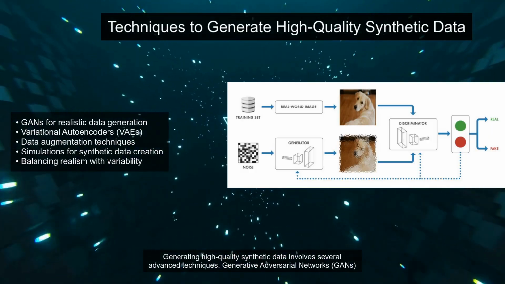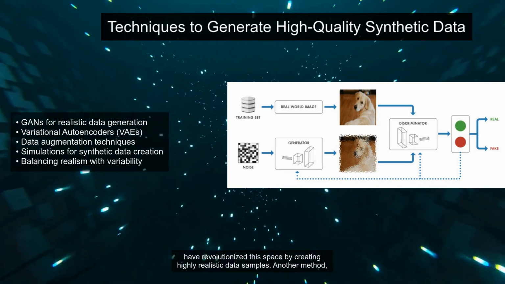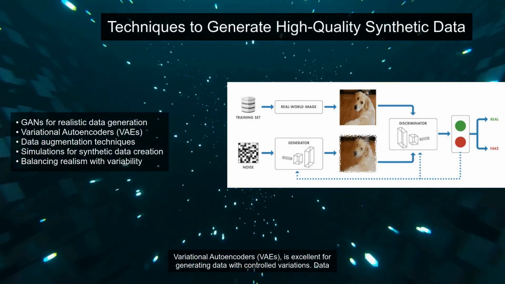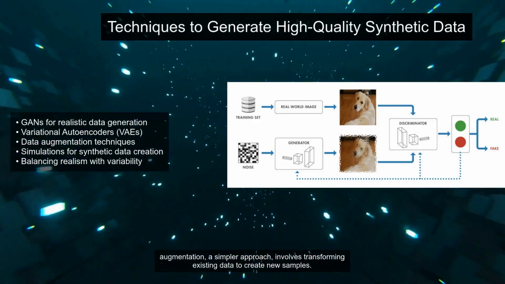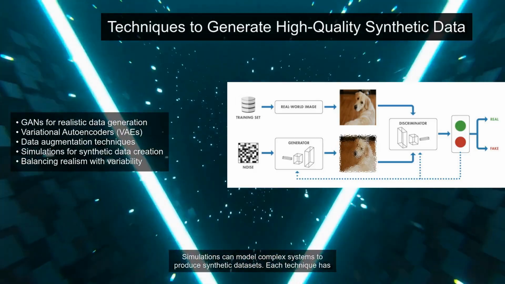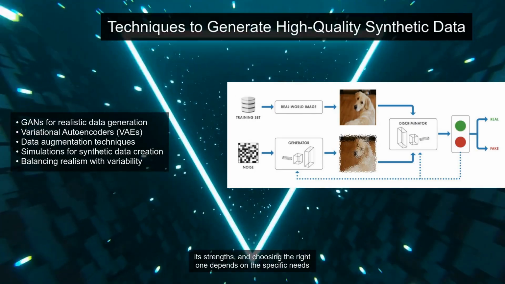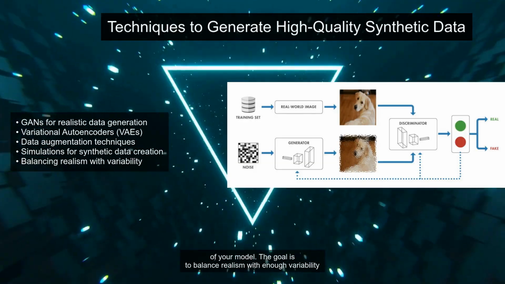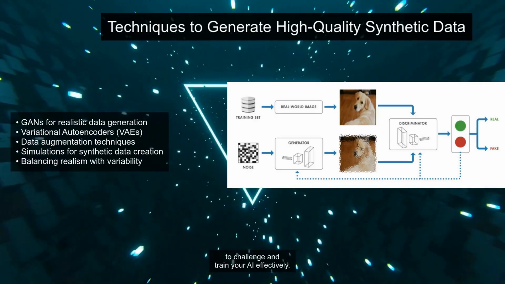Generating high-quality synthetic data involves several advanced techniques. Generative adversarial networks, GANs, have revolutionized this space by creating highly realistic data samples. Another method, variational autoencoders, VAEs, is excellent for generating data with controlled variations. Data augmentation, a simpler approach, involves transforming existing data to create new samples. Simulations can model complex systems to produce synthetic datasets. Each technique has its strengths, and choosing the right one depends on the specific needs of your model. The goal is to balance realism with enough variability to challenge and train your AI effectively.